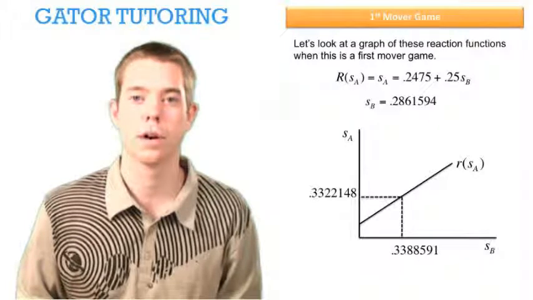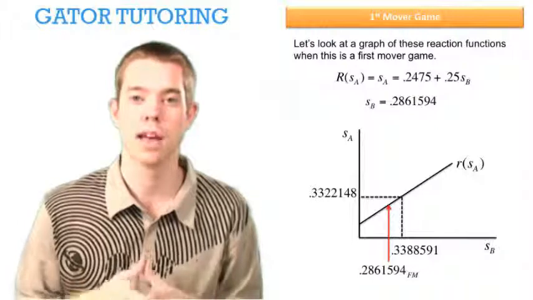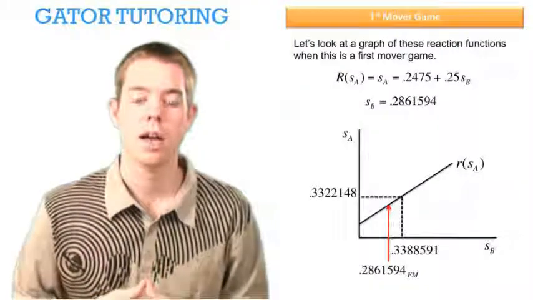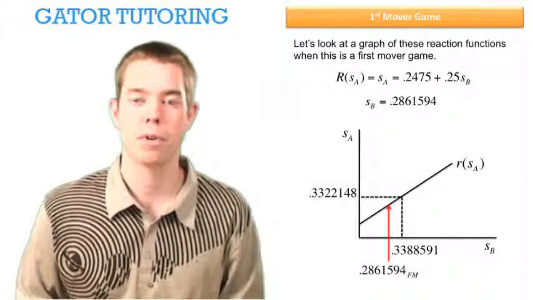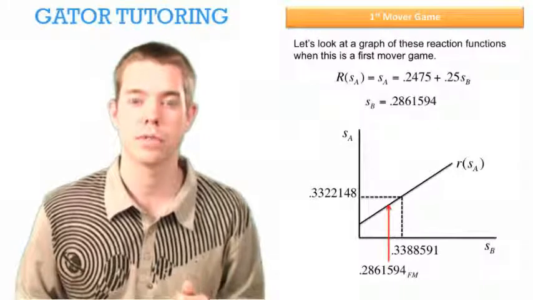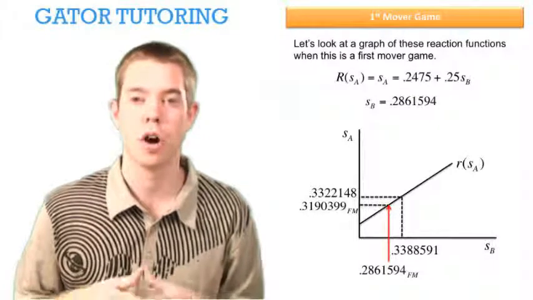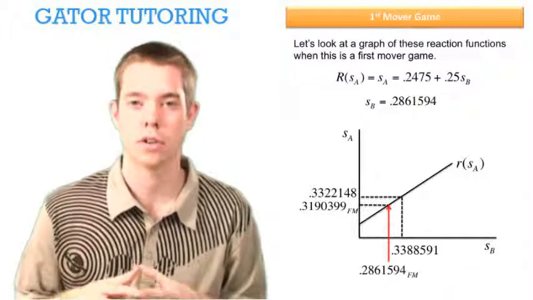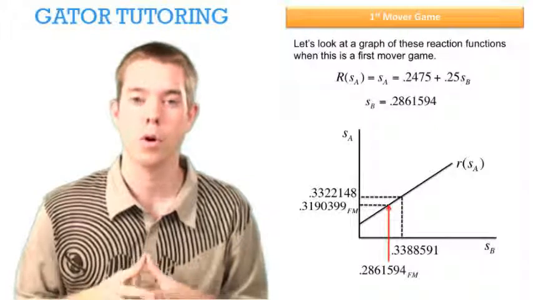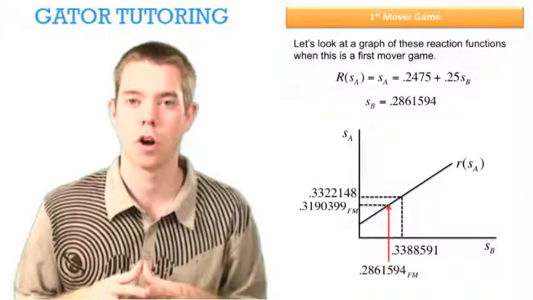Let's take a look at where the first mover game compares. We see that we're going to choose less if we're country B. We're going to choose a smaller strength army, and the way we find how much country A is going to choose is we go up from our choice of B, we hit the reaction function of A, and we go over to the y-axis, and we see that A will choose also a smaller strength army. So when there's a first mover in this game, both countries are going to choose a smaller army, or have a weaker army, I should say.